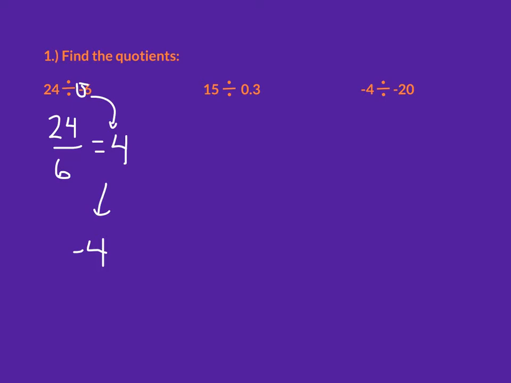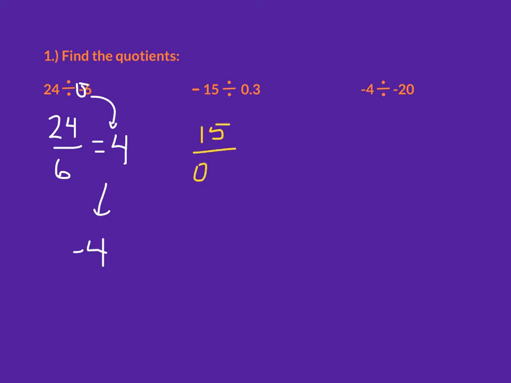Next, we're looking at 15 divided, well, there should be a negative sign there. Let's fix that first. There we go. Okay, moving right along here. Sorry about that delay.